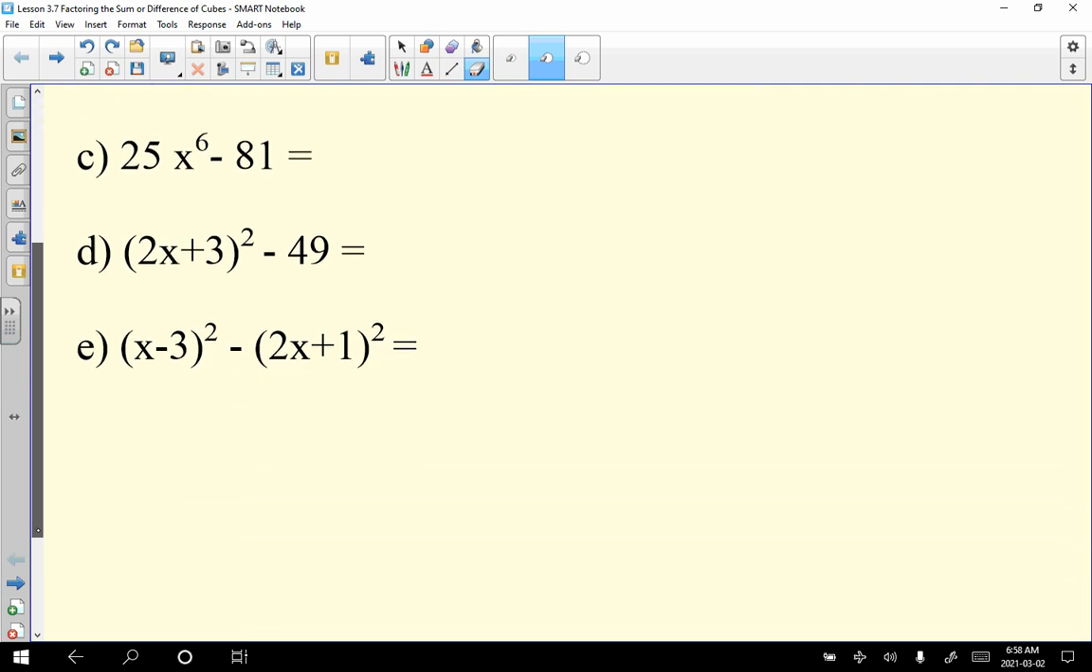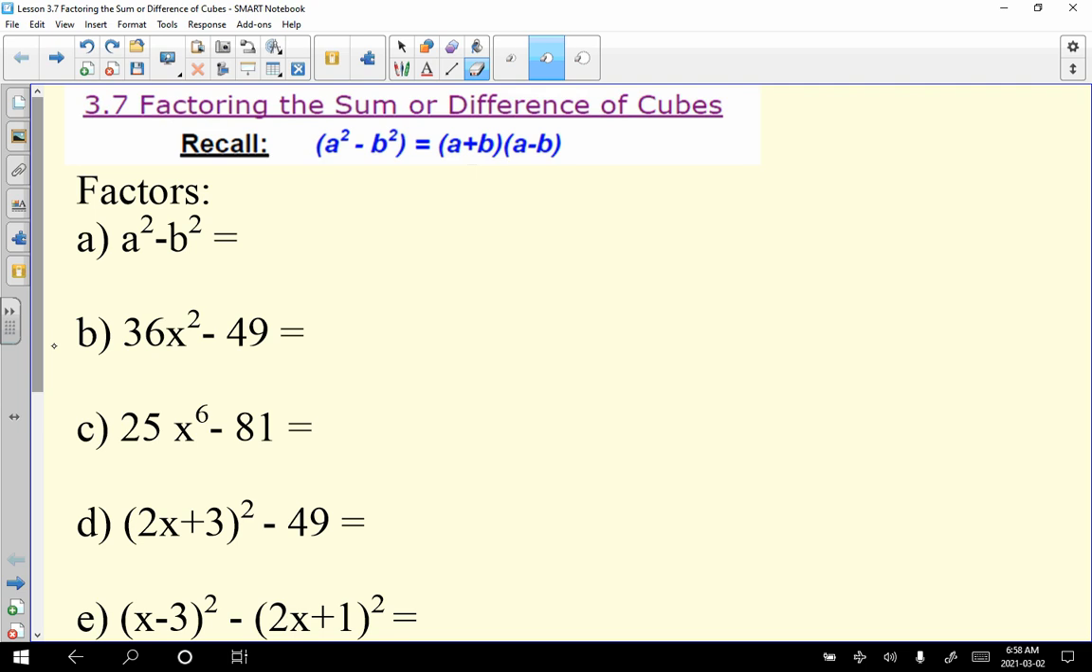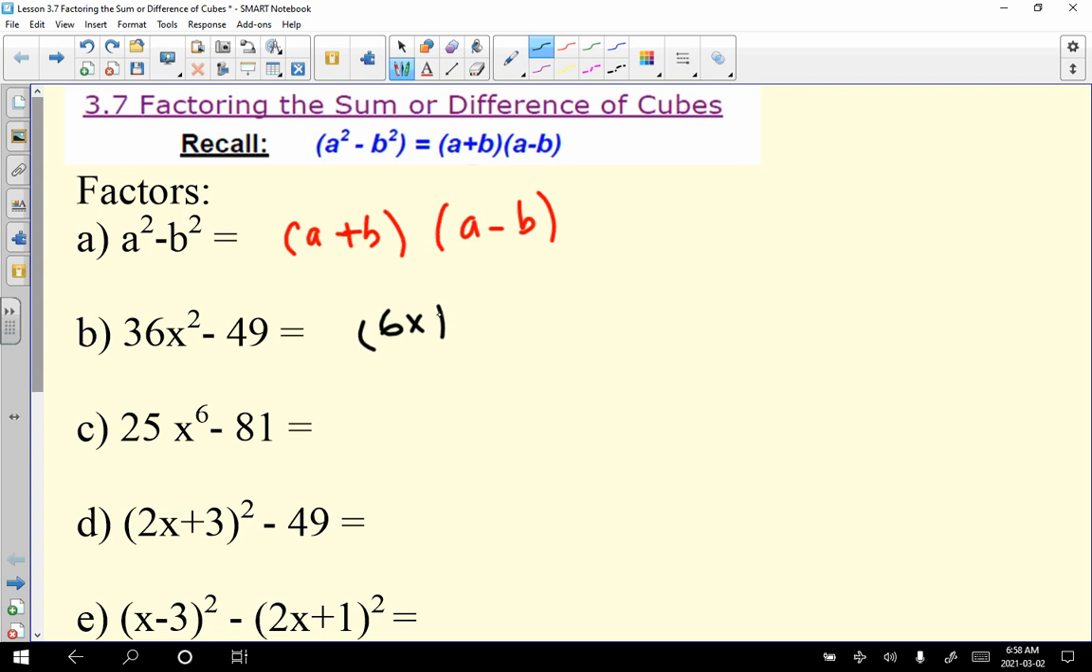And we'll start off with a little bit of review on difference of squares. So a squared minus b squared is a plus b times a minus b. If we were asked to factor this one, 36x squared minus 49, we'd first write them as a difference of squares. 36x squared is the square of 6x, and 49 is the square of 7. So that would be factored as 6x plus 7 times 6x minus 7.